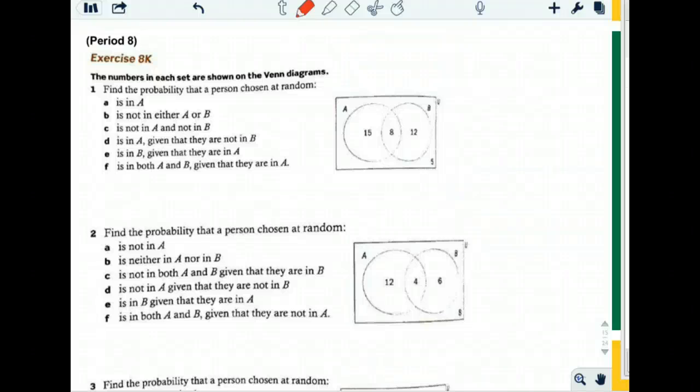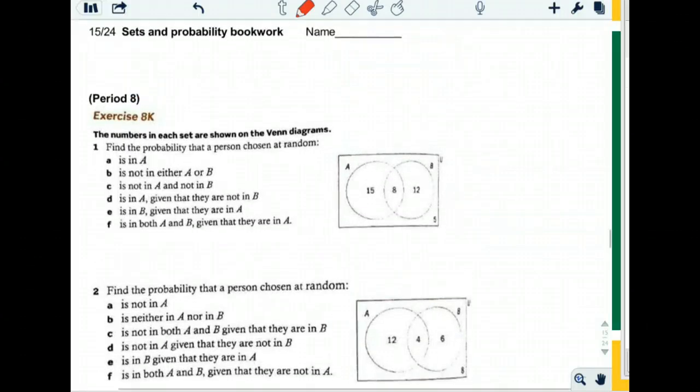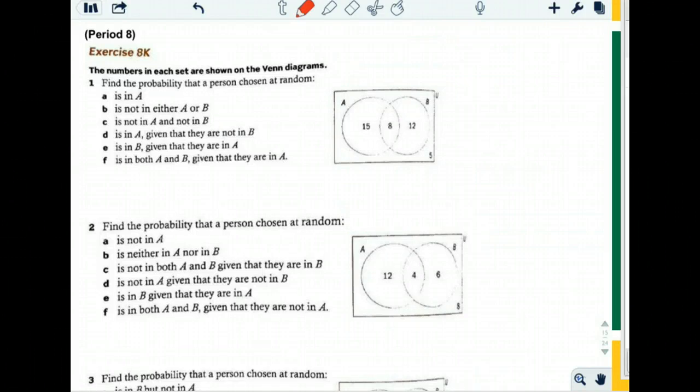Okay, let's do pages 15 and 16. We're just going to do the odds here. The numbers in each set are shown in the Venn diagrams. Find the probability that the person chosen at random is in A. So that would be 15 and 8 out of a total of 15, 8, 12, and 5.